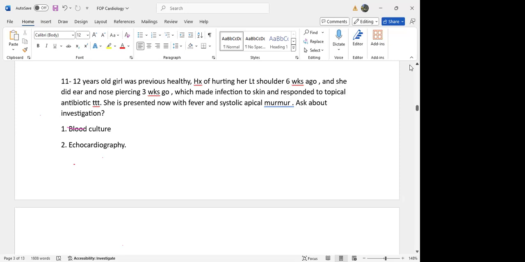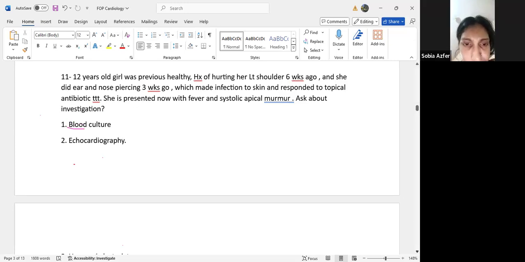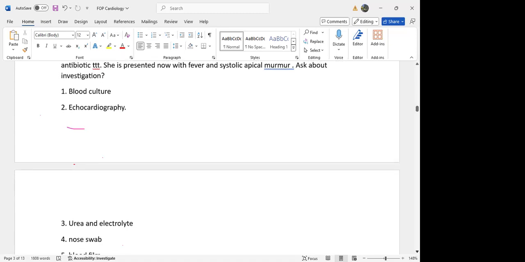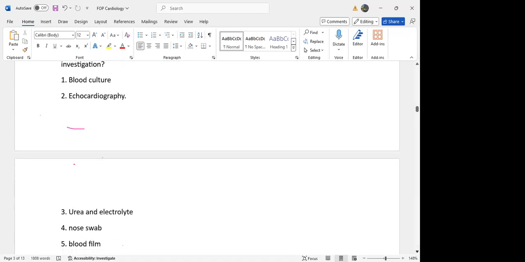Now tell me what you are going to do. Do you think a blood culture will help in this scenario if it is related to rheumatic fever? No, blood culture will not help. So what will you do? Is there any involvement of the kidney, any nephritis picture? Then you go for urea and electrolytes. A nose swab will not help at the age of 3 weeks. Same for the blood film.